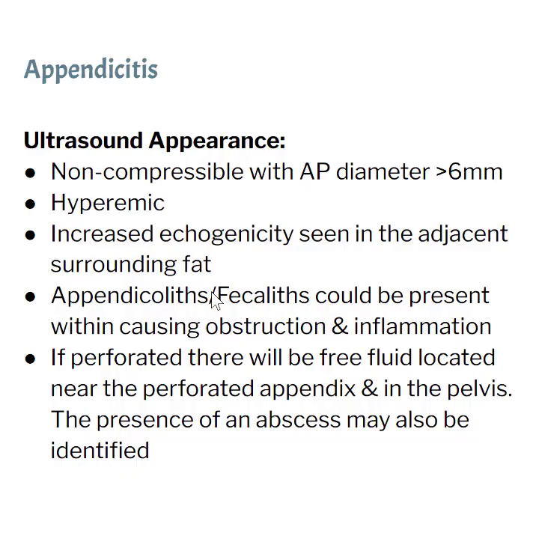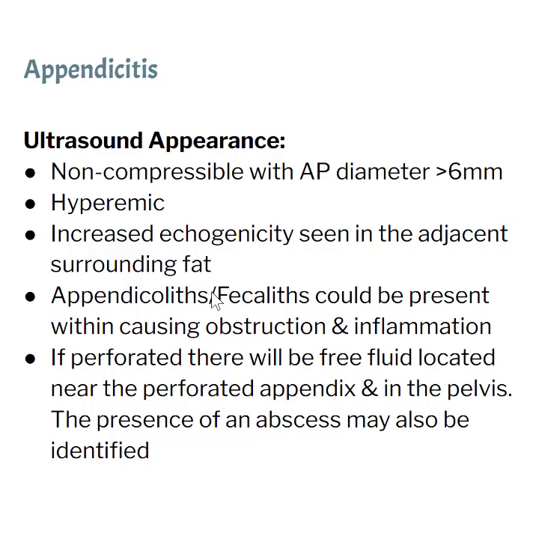On ultrasound, then, what we are going to see is a non-compressible, greater than 6 millimeter tubular structure in the right lower quadrant. If we put color on, it's usually going to have increased blood flow because it's infected, so it's kind of angry. It's got that extra blood flow.